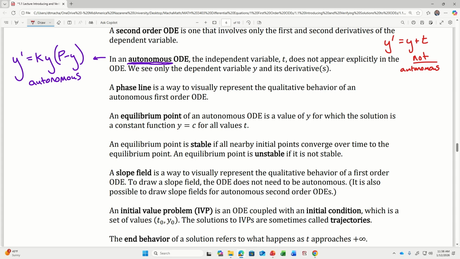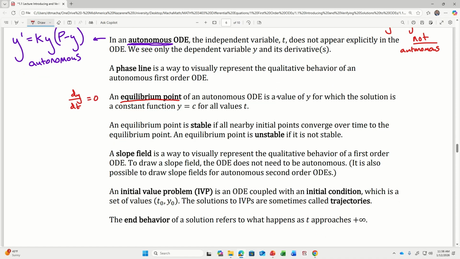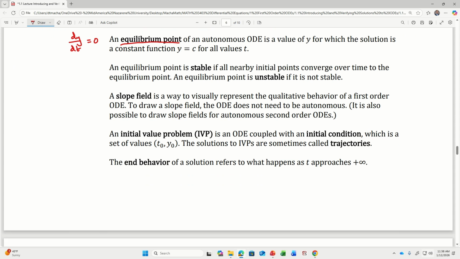A phase line is a way to visually represent the qualitative behavior of an autonomous first order ODE, like we drew a phase line earlier. An equilibrium point is a place where the derivative is equal to 0. An equilibrium point is where dy dt is equal to 0. It's stable if a small perturbation converges, and it's unstable if a small perturbation does not converge or diverges away.